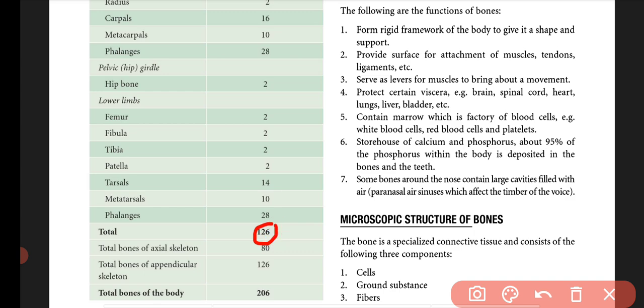in the appendicular skeleton. So the axial skeleton consists of 80 and the appendicular skeleton consists of 126. The total number of bones in the body is 206.